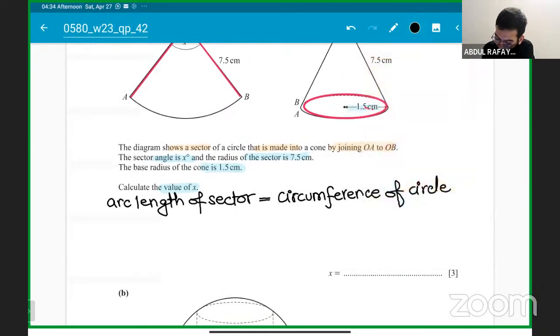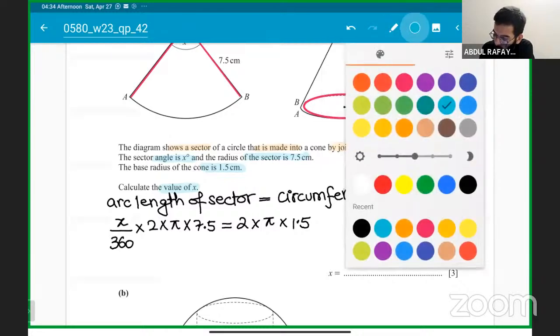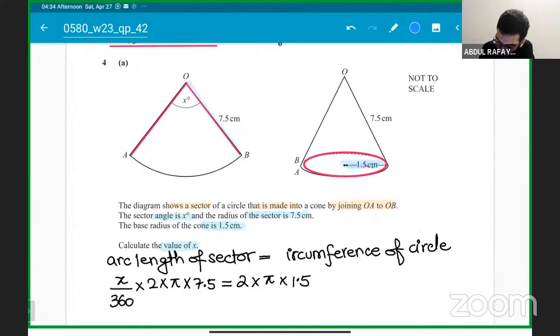So the arc length of the sector, that is x over 360 degrees into 2 into pi into radius, that is 7.5, is equal to the circumference of the circle, 2 times pi into the radius. Everything is given. The radius of the cone is 1.5, and the radius of the sector is 7.5.